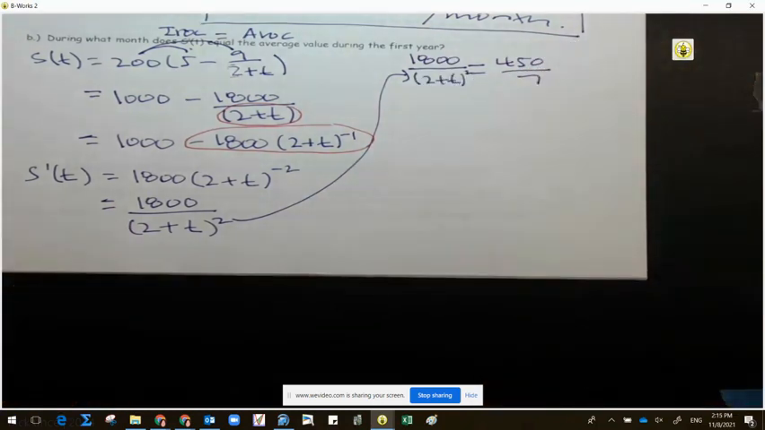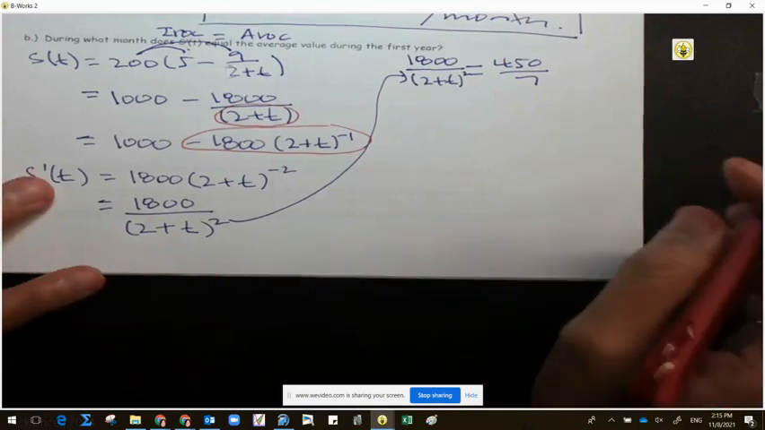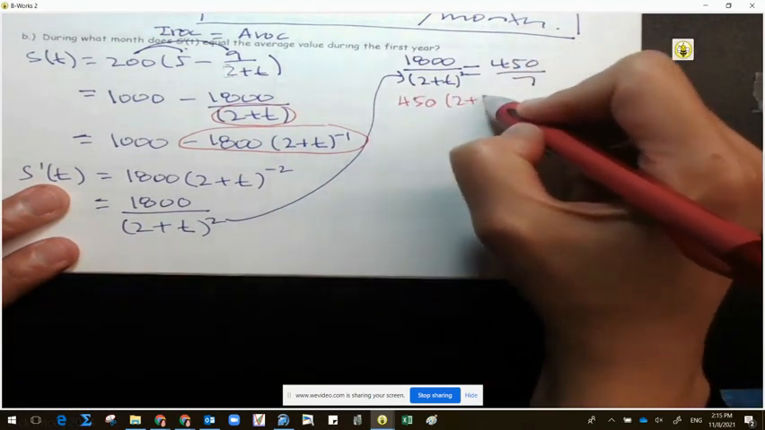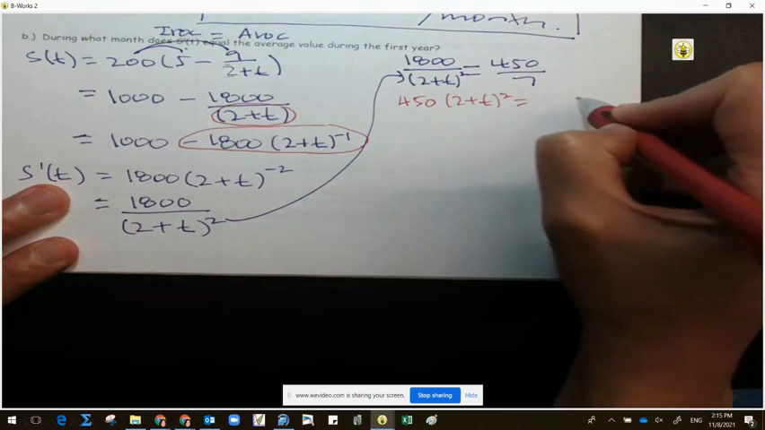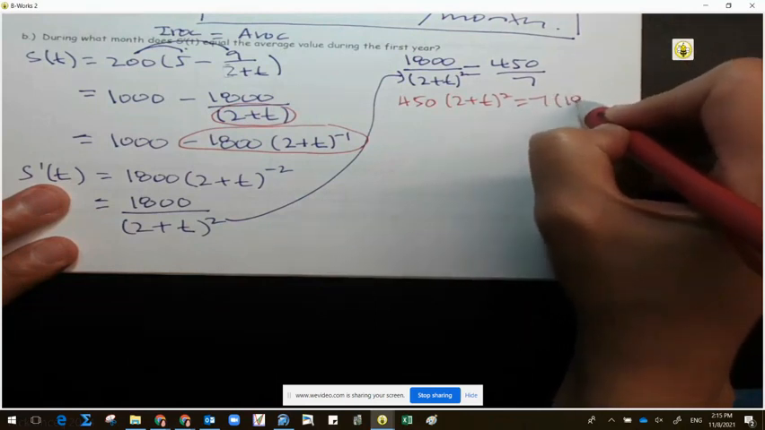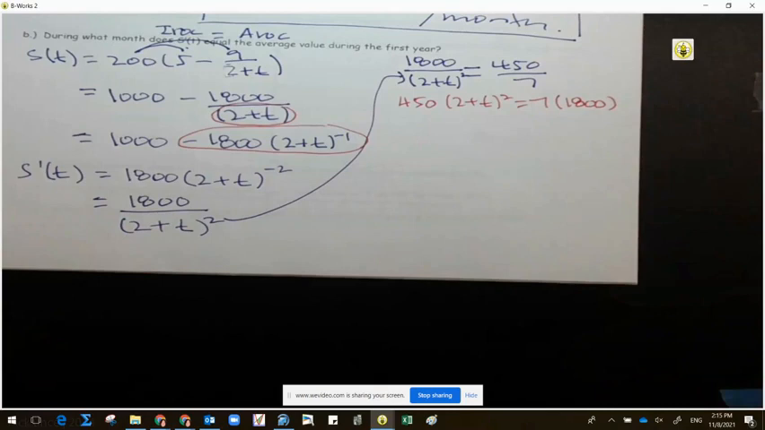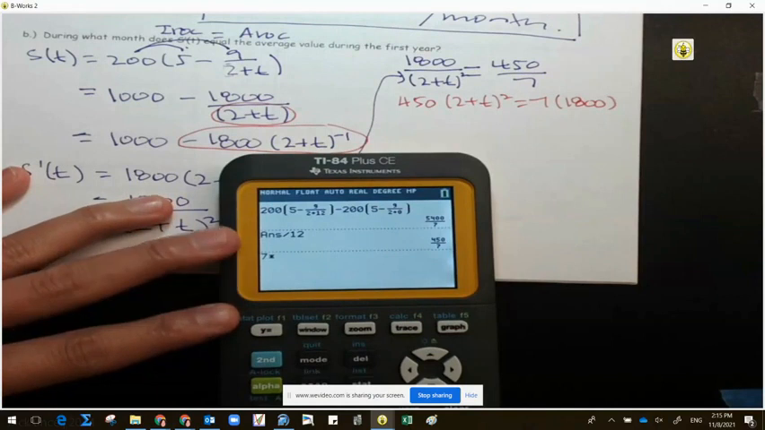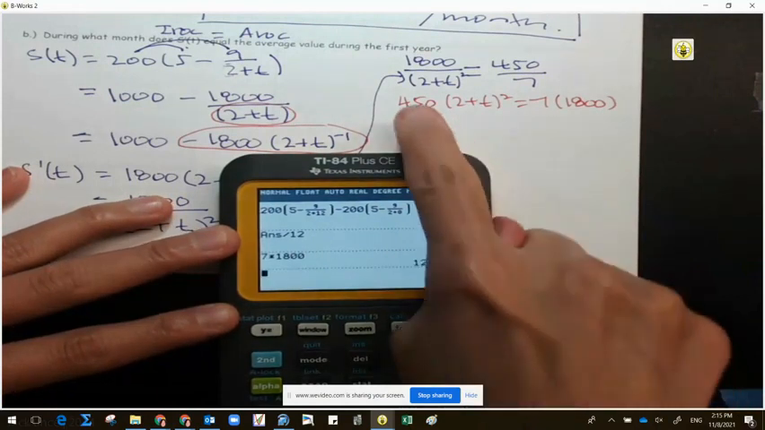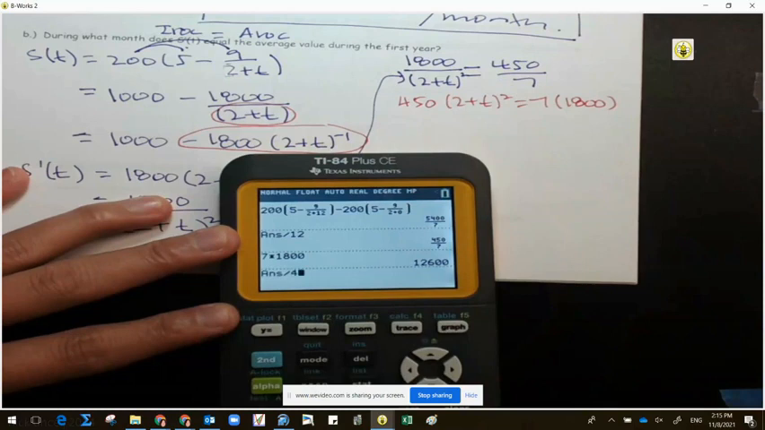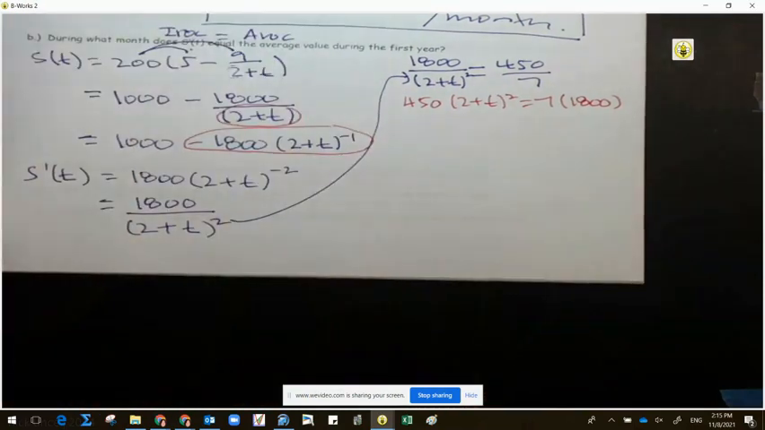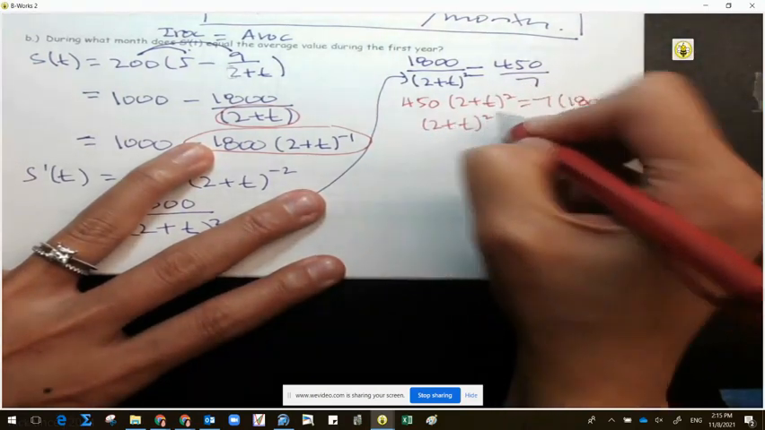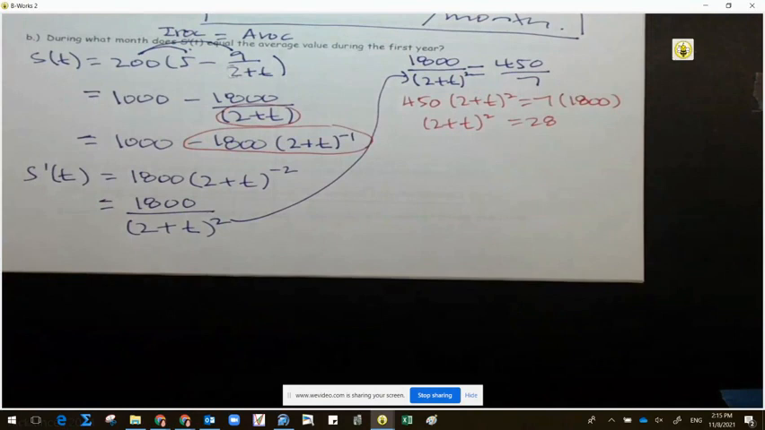Let's go ahead and cross multiply. When I cross multiply, we get 450 times 2 plus t all squared is equal to some number over here. I think I'm going to let my calculator do that piece. So we get 7 times 1800. And since I want to get rid of our 450, divided by 450, I get 28. Can someone confirm that for me? You good? Thank you.